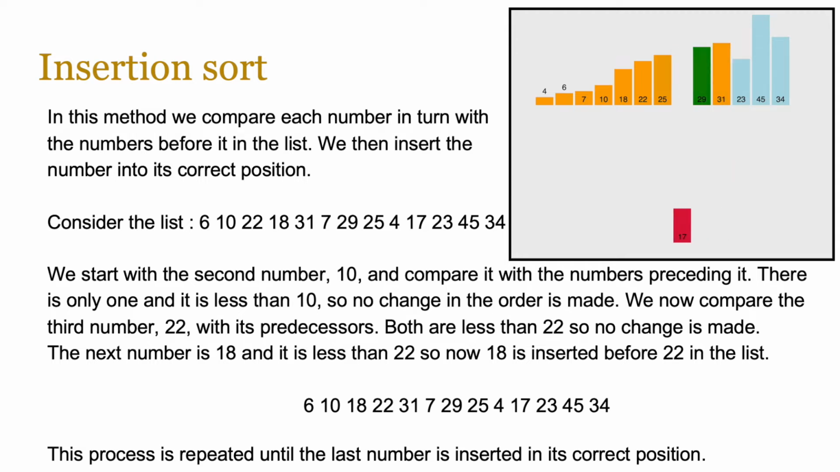But the fourth number, 18, is less than 22. So that means we need to insert it before 22, but we will also have to compare it with 10 to make sure it's not smaller than 10. So you end up doing two comparisons and then insertion in this particular case. And this process is repeated until the last number is inserted in the correct position and the list is sorted.